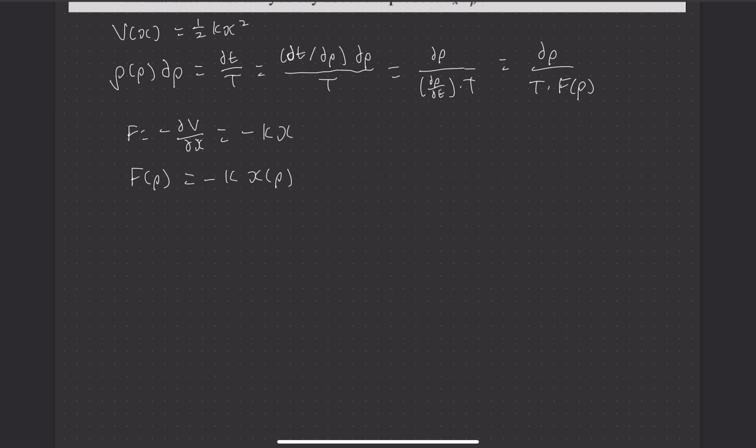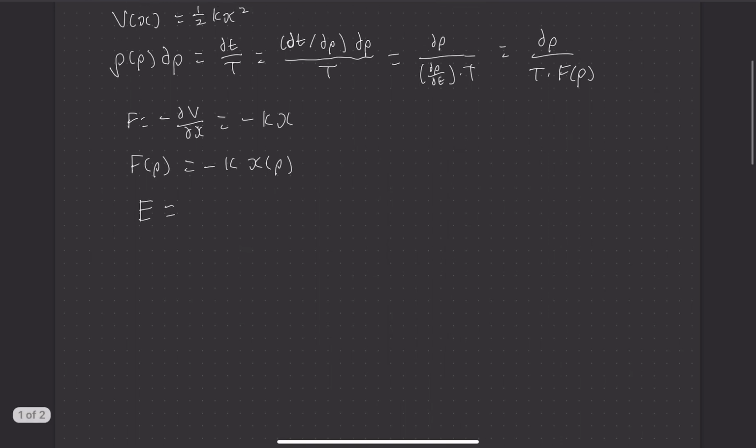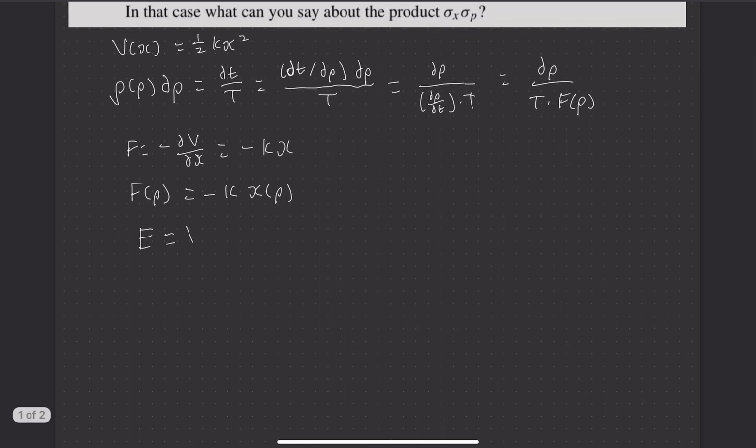So different momentums will lead to different x values. Now, how do we find x of p so that we can find f of p? Well, we can use conservation of energy. Here we know the conservation of energy is equal to the potential energy plus the kinetic energy, and this will be equal to 1/2 kx squared plus 1/2 mv squared.